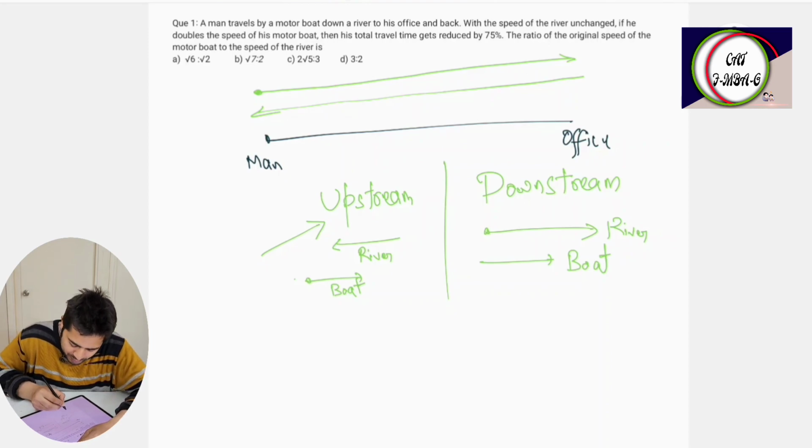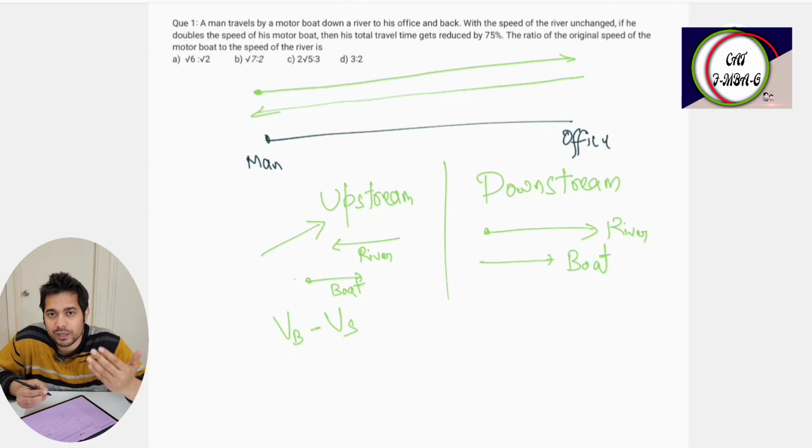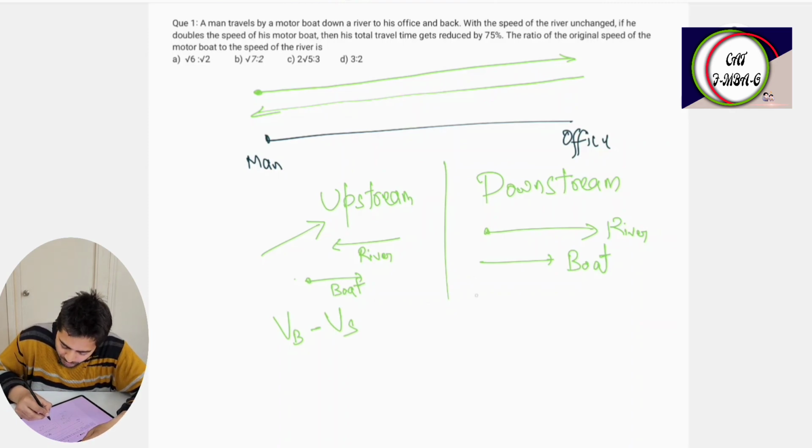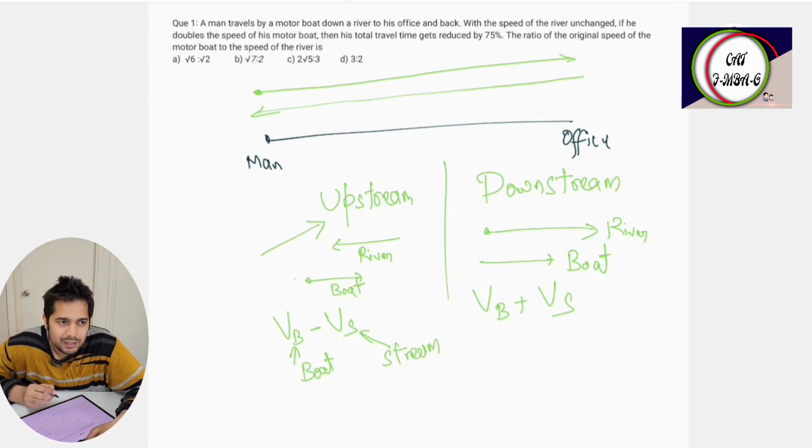And when upstream is there, then VB minus VS is used, because obviously the speed of boat has to be greater than the stream, then only boat can travel. And when downstream is there, VB plus VS is used. Here VB is speed of boat and VS is speed of stream. Just remember these two things and you are good to go to solve the questions.